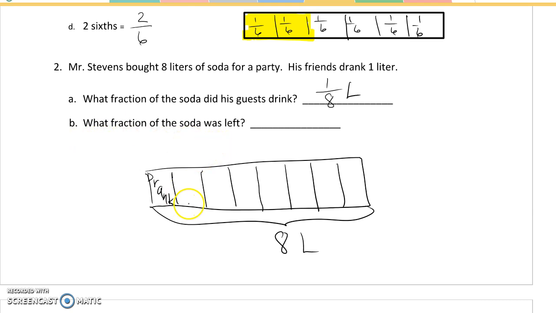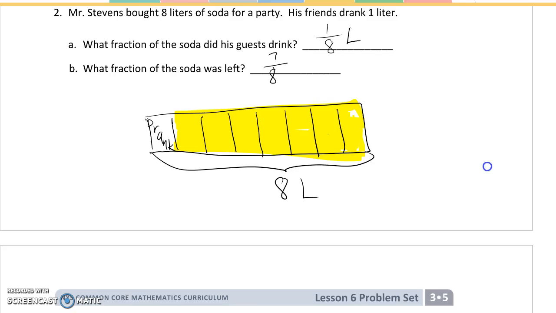What fraction of the soda was left? Well, that's all this. Okay, so I might shade that in since that's a big piece. And I don't want to write "left over" in each one of those. So this is faster. So how many pieces are yellow? 1, 2, 3, 4, 5, 6, 7 out of a total of 8. The total number of pieces always goes on the bottom. Always, always. All right. Let's go to the next page.